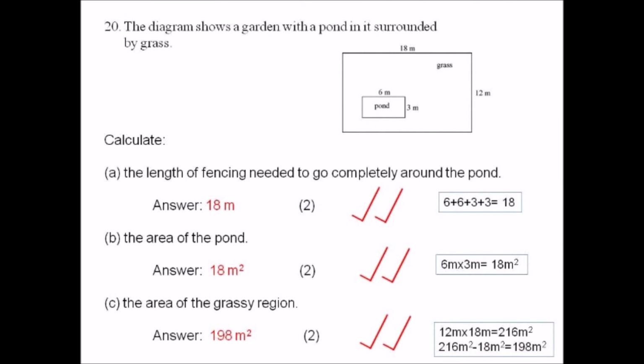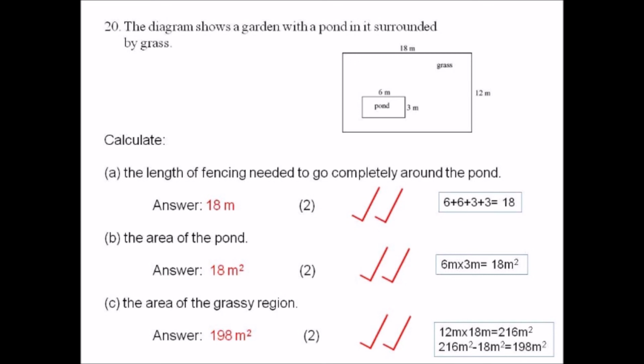Number 20, the diagram with the pond. The length of fencing is the perimeter. So the perimeter of that pond would be 18 meters. 6 plus 6, 3 plus 3. Area of the pond would be 6 times 3 and is 18 square meters for the area of the pond.